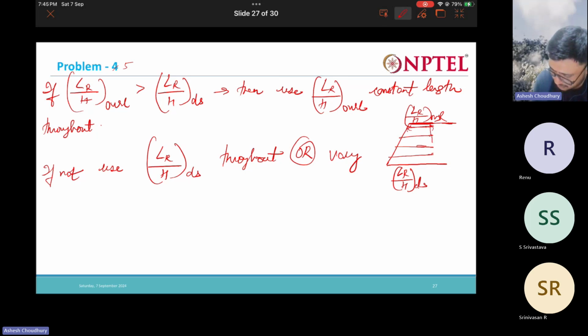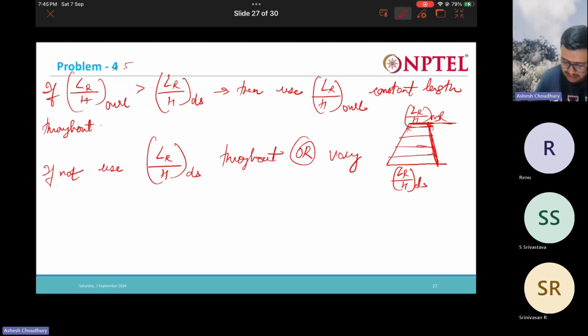You can just vary the height like this. I hope you understand. At the bottom you can have LR by H ds, and at the top you can have LR by H overall, and you can just vary that. That's what I meant to say. Or else you provide LR by H ds throughout.